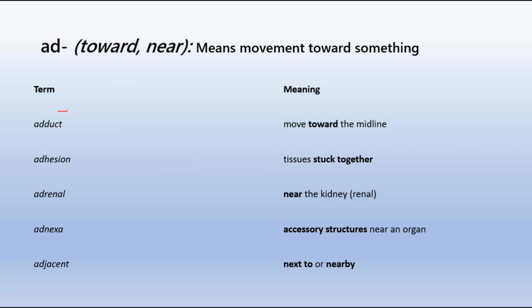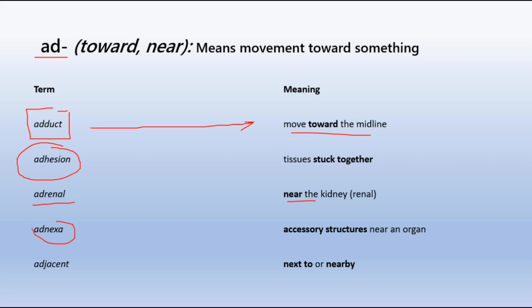Let's begin with ad, which means toward or near. For example, adduct, as I told you earlier, means to move a limb toward the midline of the body. Adrenal glands are located near the kidneys. Ad plus renal. Other terms like adhesion or adnexa show how tissues or structures are located close or connected.